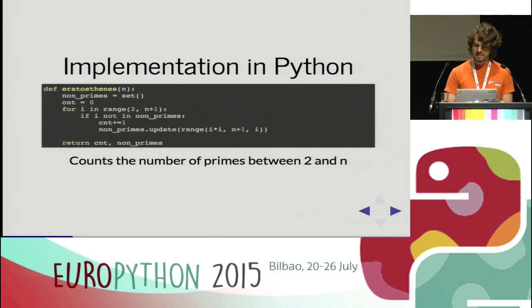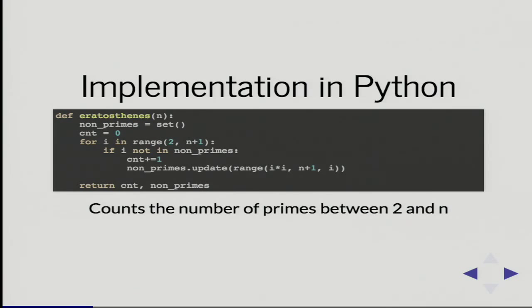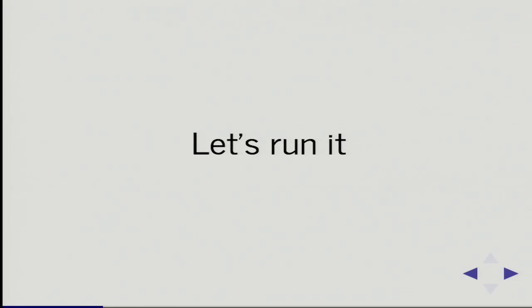So here we see a Python implementation of the Sieve of Eratosthenes. It's quite beautiful, isn't it? Here we initialize our non-primes as an empty set, and then we iterate through a range, and if the current number is not in the set, we increment our counter and update all the multiples. We put them into the set as non-primes, and then return it from the function. Okay, so let's run it.